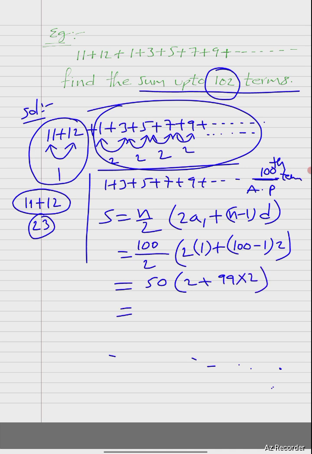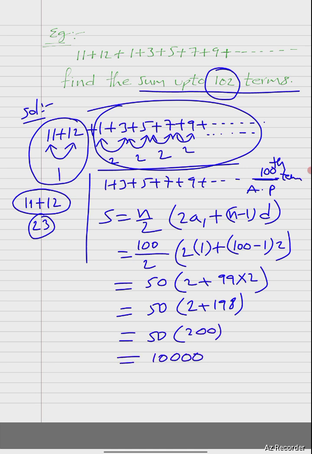Okay, so this is 50 times 2 plus 99 2s are 198. So we get 50 times 200, which is 10,000. Okay, this is the sum of numbers from 1 to 100 terms. But we left behind two terms, which are 11 and 12.